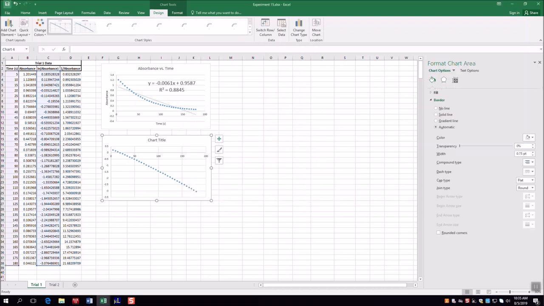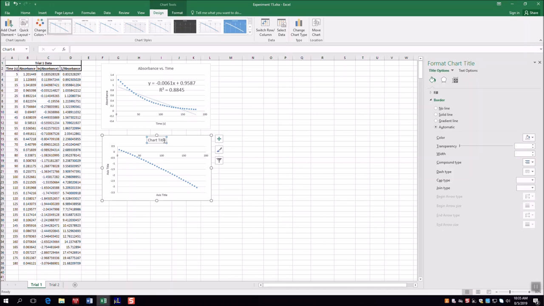We'll click OK again, and again we need to make sure that our layout is correct so that our graph looks good. I'm going to highlight my title, make that ln absorbance versus time, and label my axes as absorbance and time in seconds. Sorry, this is actually not just absorbance, this is the ln of absorbance, because otherwise it would be the same graph as the first one. So we have our ln of absorbance versus time.